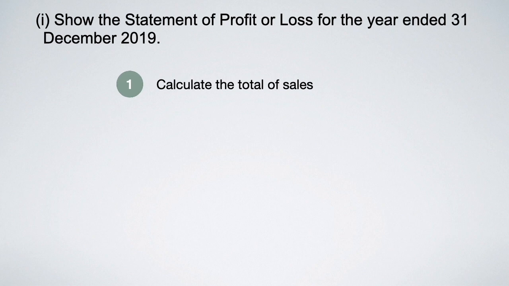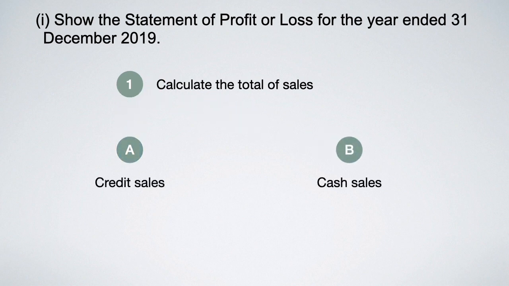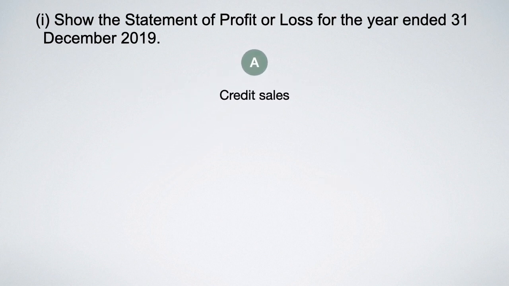Okay, the first step, calculate the total sales. How do we calculate the total sales? For these questions, we have two types of sales. We have credit sales and we have cash sales. Macam mana we dapat credit sales? Okay, you will get credit sales from the accounts receivable.